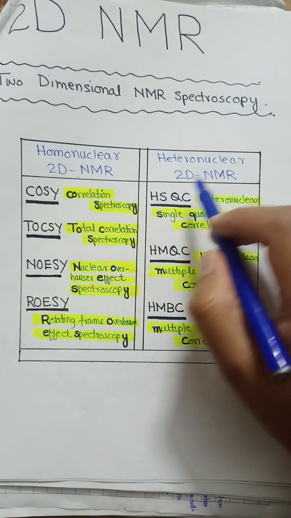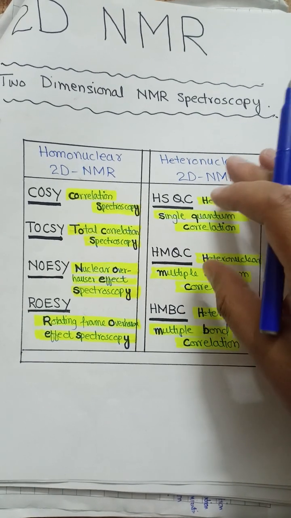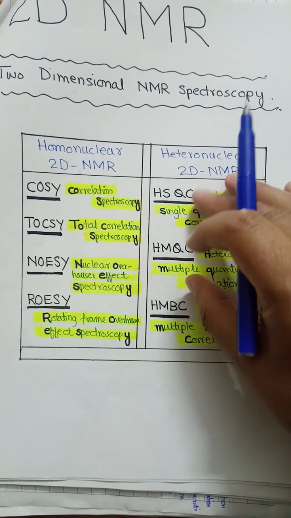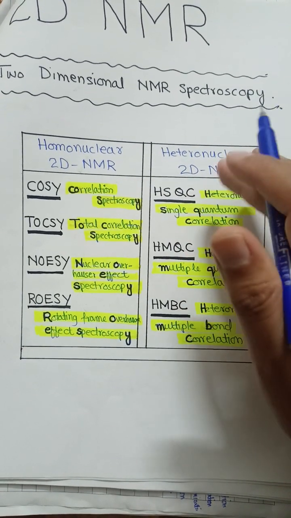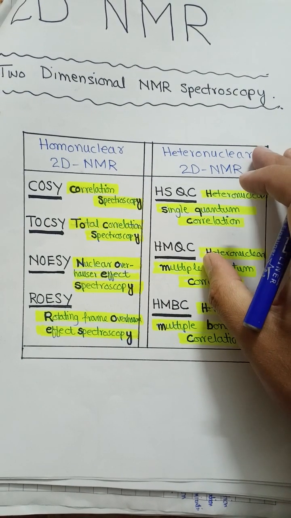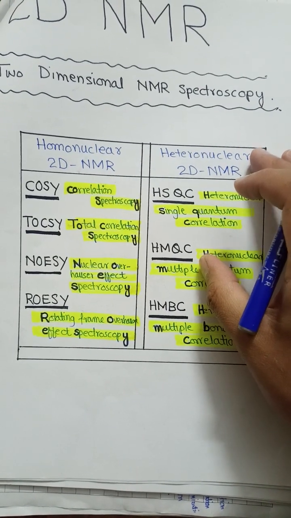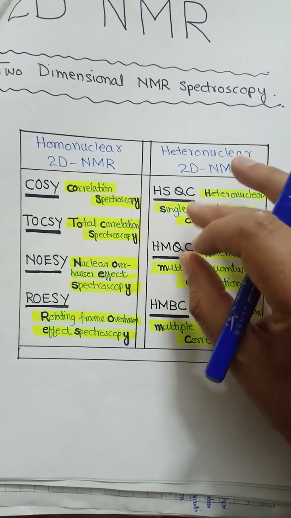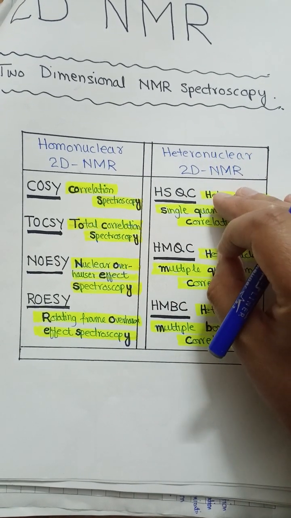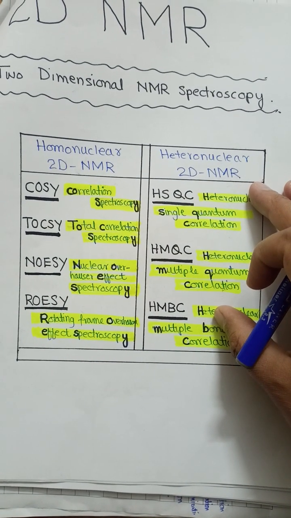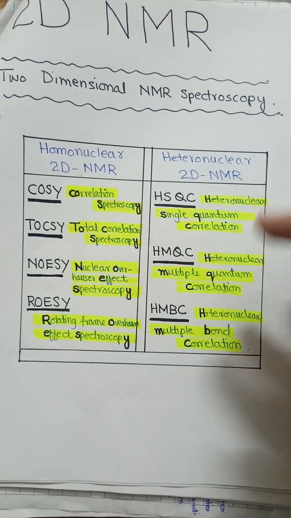For heteronuclear 2D NMR, we will study the effect of proton on carbon, or the effect of carbon on proton. In this case we are going to study carbon and proton, both heteronuclear, and the effect of them on each other. So in that case we use heteronuclear 2D NMR.